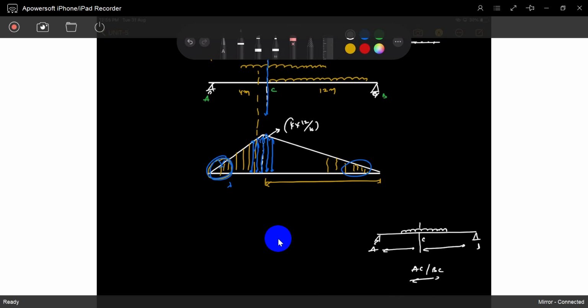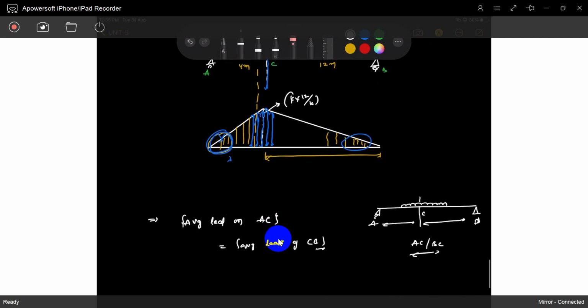I will describe another thing. I will give a notation in another sentence. Average load on AC is equal to the average load on CB. That's it. You have to put the load with exactly the same average on AC and CB, then you will get maximum chances. Sir, how can you get it? Average load on AC is equal to average load on BC. What is average load? Average load means this load divided by the span length.